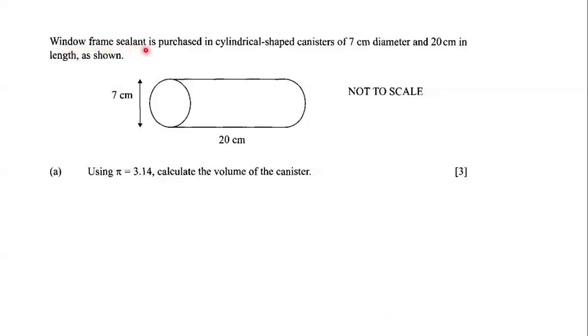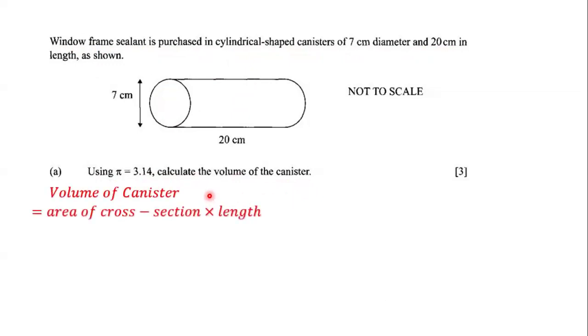Window frame sealant is purchased in cylindrical shaped canisters of 7 centimeter diameter and 20 centimeter in length, as shown. So here we have this diagram to represent this information that was given. Using pi is equal to 3.14, calculate the volume of the canister. Now, what is the volume of the canister?